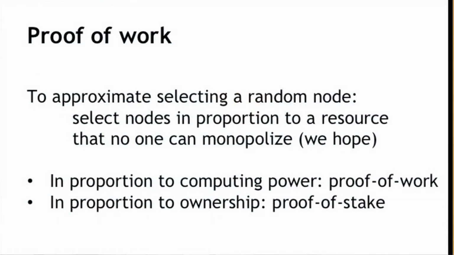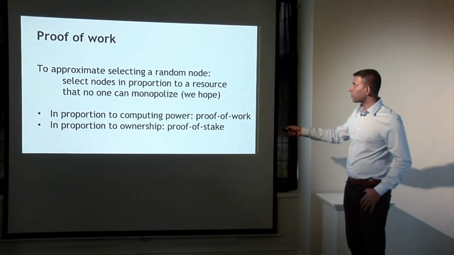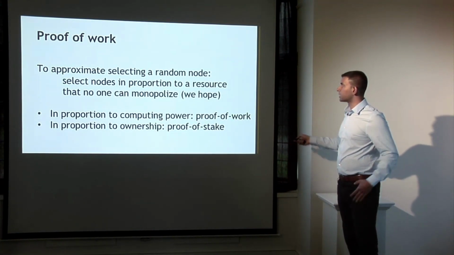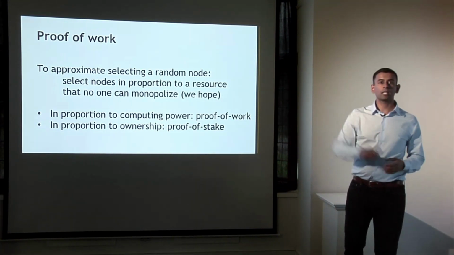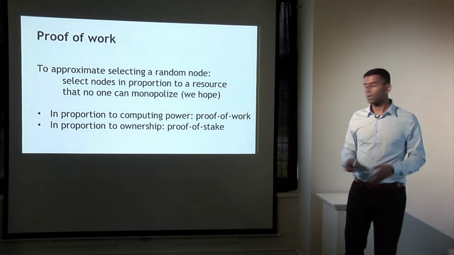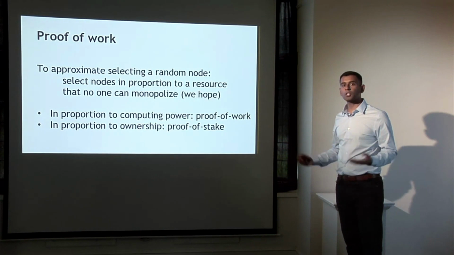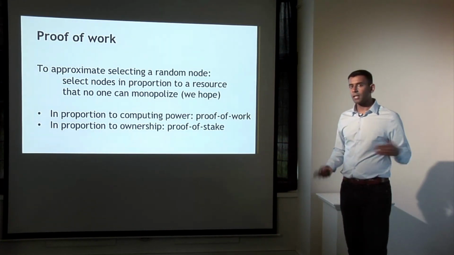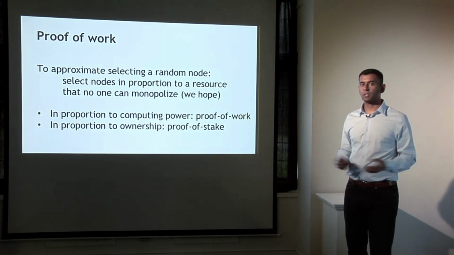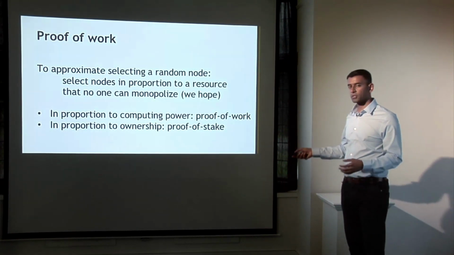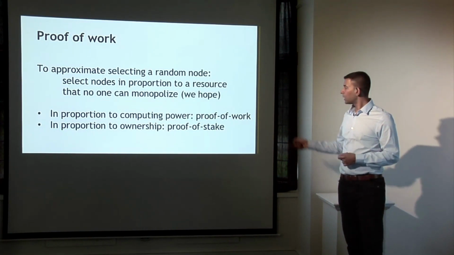So what is proof of work? Here's the key idea. Instead of picking a random node, we do something a little bit different, which is we approximate selecting a random node by instead selecting nodes in proportion to a resource that we hope that nobody can monopolize. What does that mean? Well, if that resource is computing power, then it's a proof of work system where we somehow select nodes in proportion to their computing power. Alternately, it could be in proportion to ownership of the currency, and this is a legitimate alternate model. It's not used in Bitcoin, but it's been proposed and it's used in a lot of alternatives to Bitcoin, and that's called proof of stake, which we'll see in a later lecture. But let's come back to proof of work.